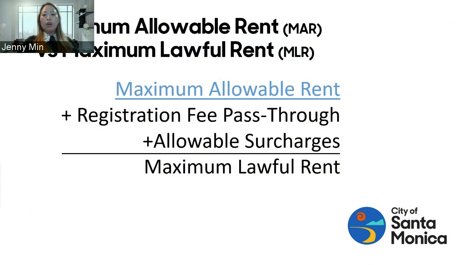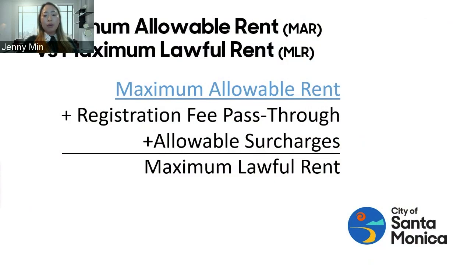The maximum allowable rent, MAR, is the basic rent charge. It is the initial base rent plus the allowable yearly increase. It is not always the actual rent that one may pay every month. There are certain additional charges that may be added to the MAR as well.